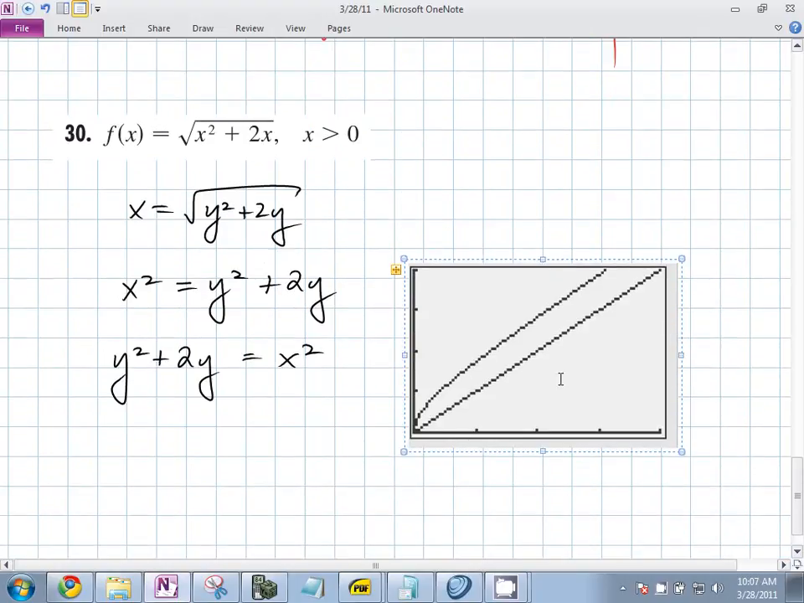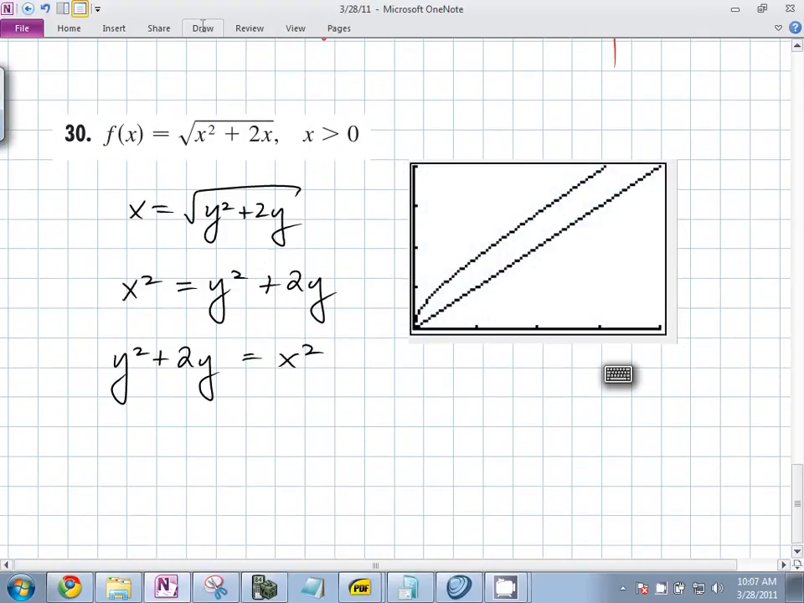So what do we have here? Let's just take a look. That right there is f of x, and this is y equals x. So could we draw our inverse? Just give a basic idea of what it looks like? Yeah, it's a reflection, right? So that right there is f inverse of x.